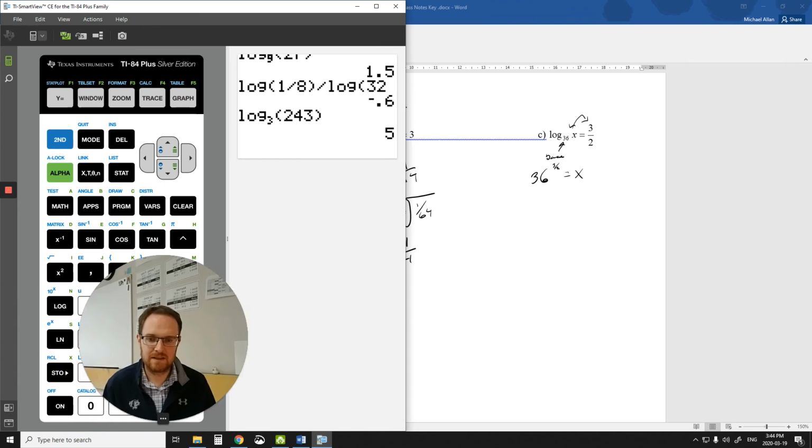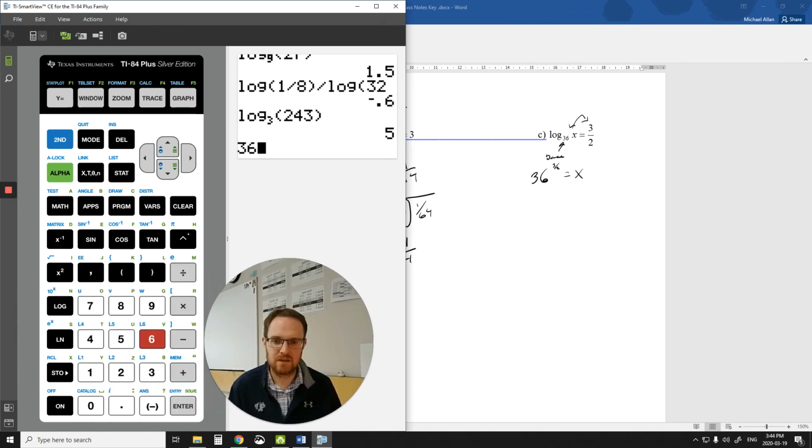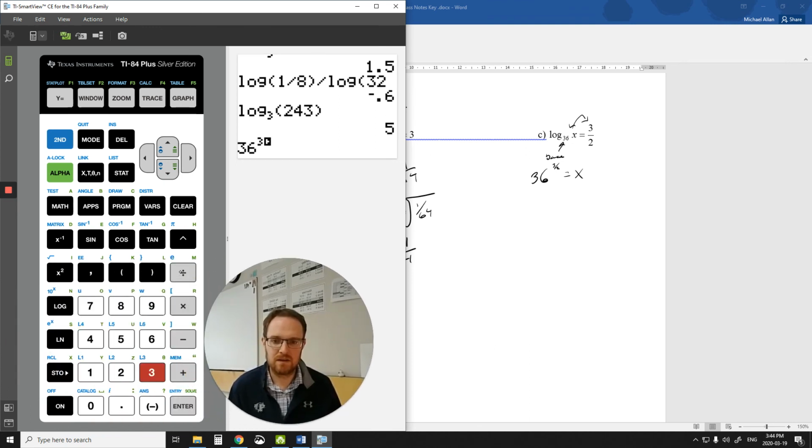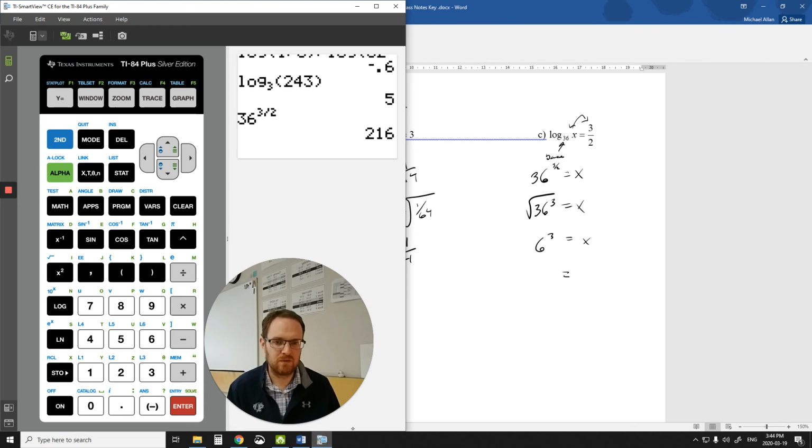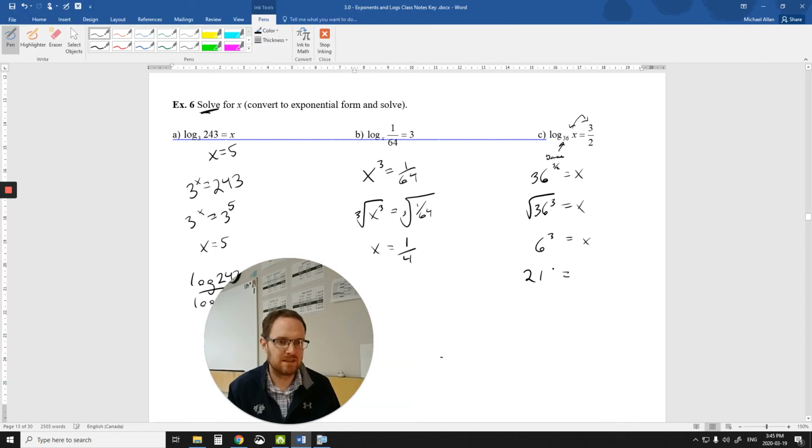So I go back to my calculator. 36 to the power of 3/2. Boop. 216. I guess I could have done that mentally, because remember that's just the square root of 36 cubed. Okay, and the square root of 36 is 6. Yeah. And 6 cubed, as we said before, is 216. But at any stage down this, you could just punch in your calculator for an answer.